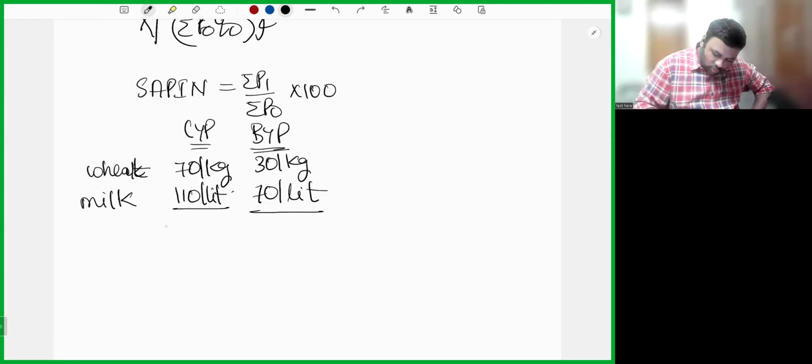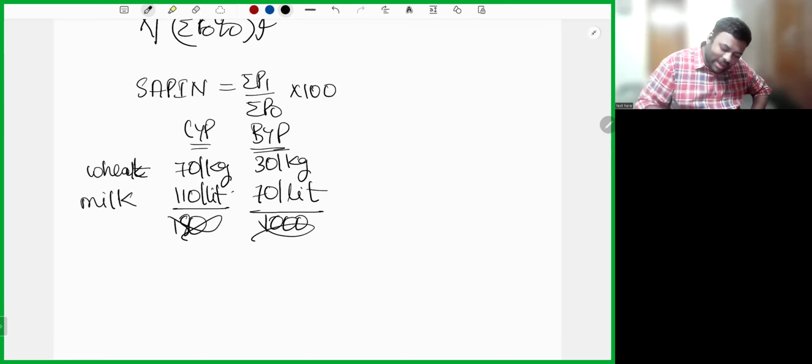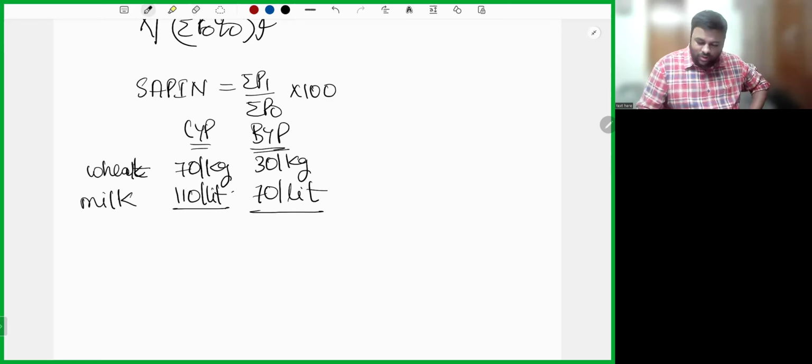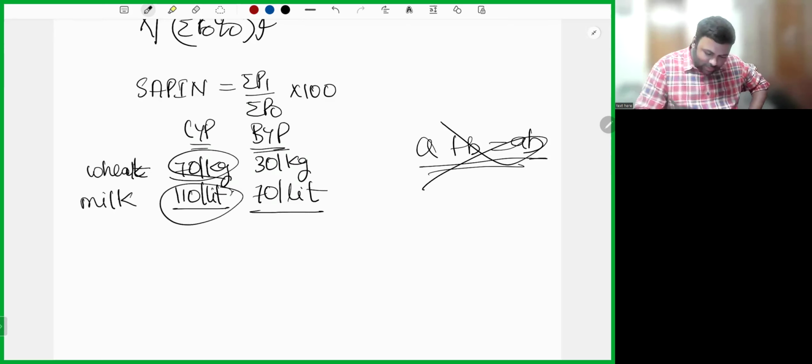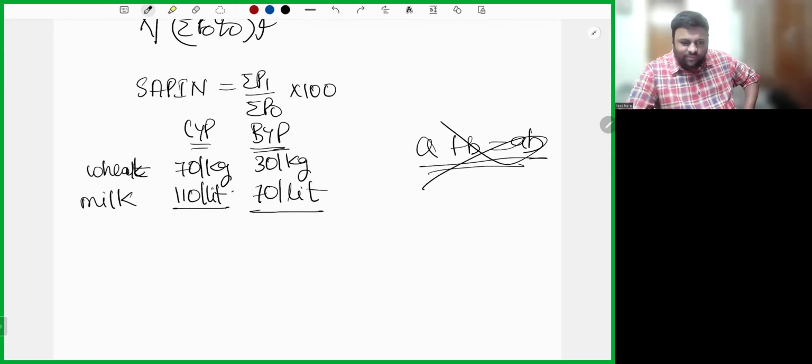Don't tell it is 180 rupees. Don't tell it is 100 rupees. You will be wrong. How can you add kg and liter? How can you write A plus B is equal to AB? Nonsense. How can you do this? How can you add 70 per kg and 110 rupees per liter? You can't add. It will be kg liter. Means your units are not getting cancelled.